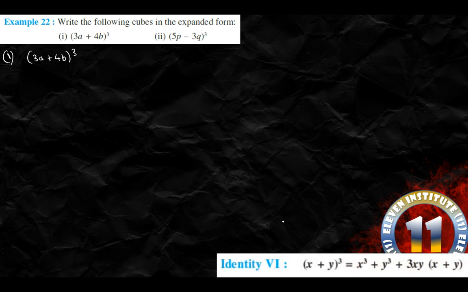Identity number 6, x plus y the whole cube is equal to x cube plus y cube plus 3xy into x plus y. Remember my dear friends, this is x plus y the whole cube, not x cube plus y cube. So here instead of x and y we are having 3a and 4b. But let us first create brackets as per the formula.